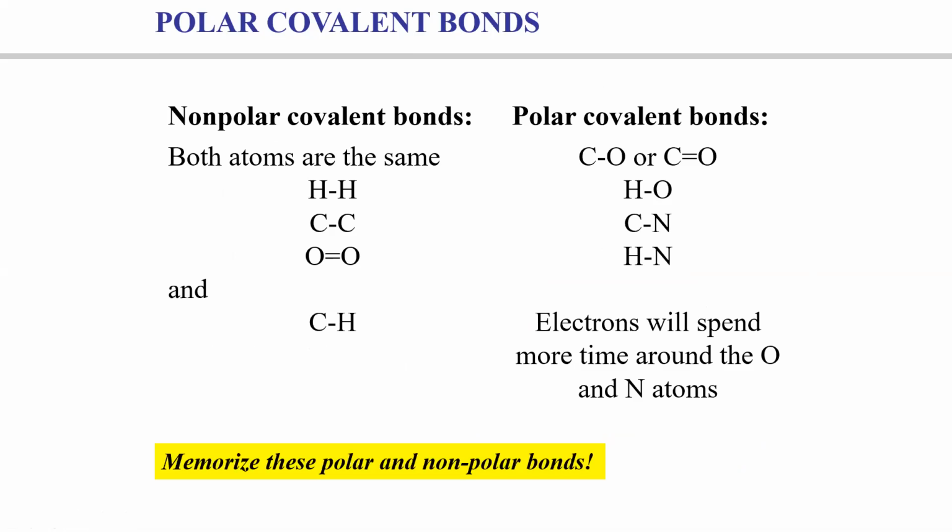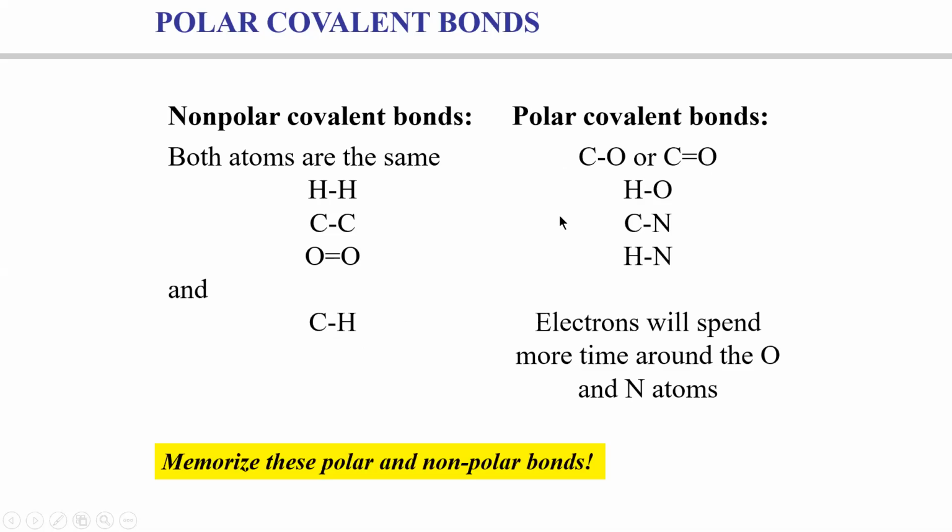This is a slide that you need to memorize. This isn't in the textbook, but we're going to use this idea later on when we get to the last lecture. You don't need to memorize every polar and nonpolar covalent bond, but you do need to memorize these. If both atoms are the same, it doesn't matter if it's a single or double covalent bond. If both atoms are the same, they're going to share the electrons equally. So these are going to be nonpolar covalent bonds. Also, if you have a carbon covalently bonded to a hydrogen atom, that's going to be a nonpolar covalent bond.